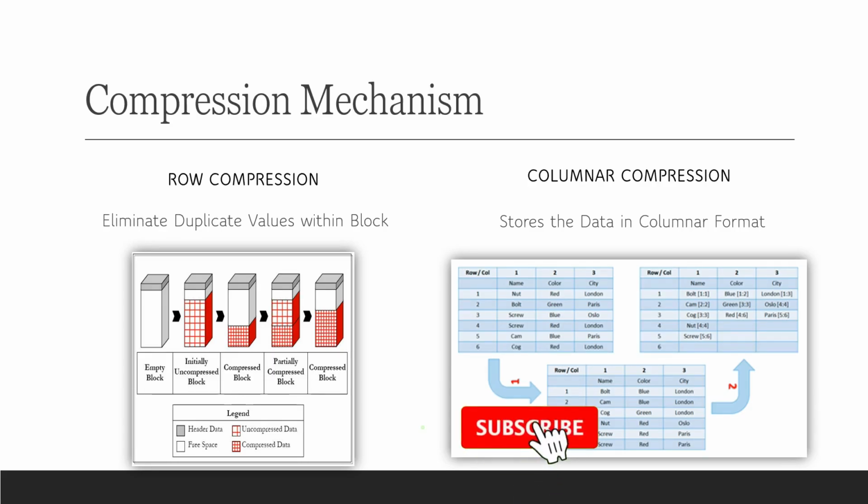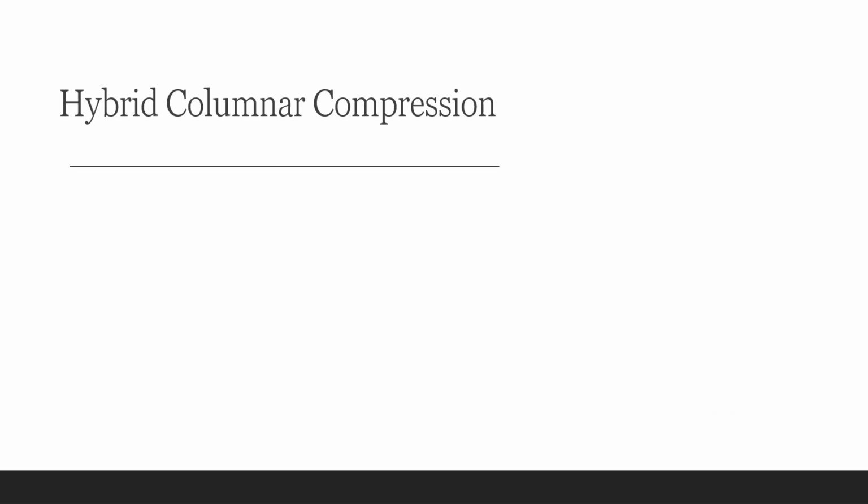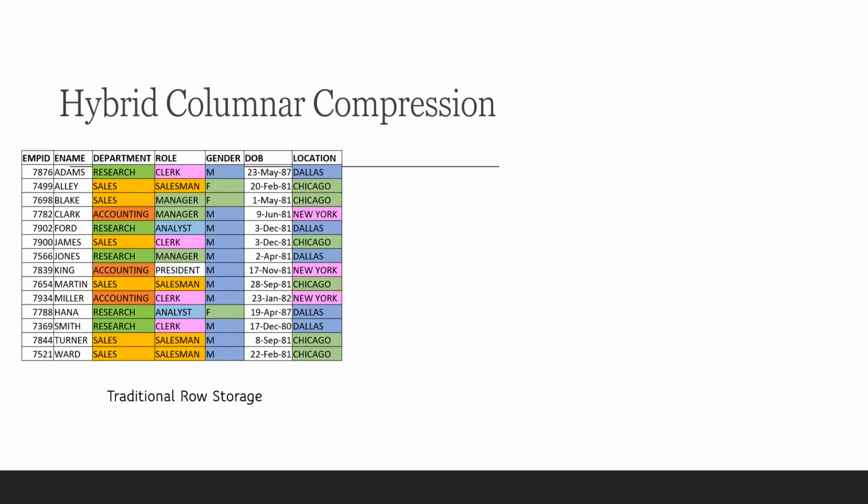The other type of compression is columnar compression, in which the data is stored in columnar format itself, so that the duplicate values are replaced with pointers. The drawback of columnar compression is that it is not best suited for frequent DML operations like insert, update or delete operations.